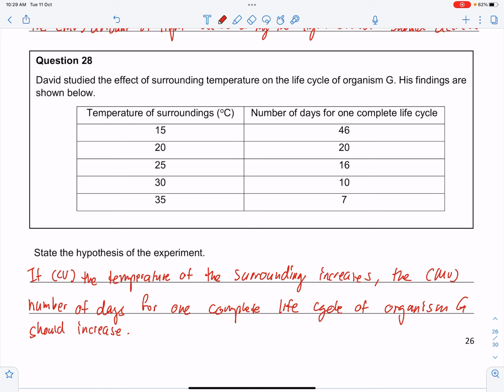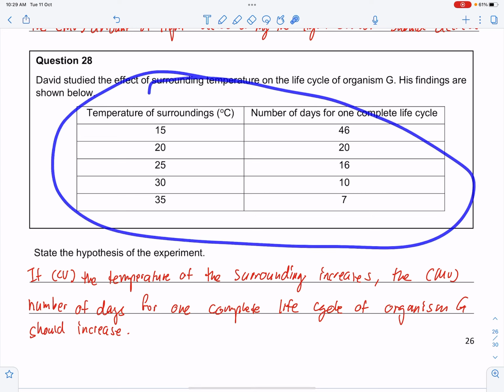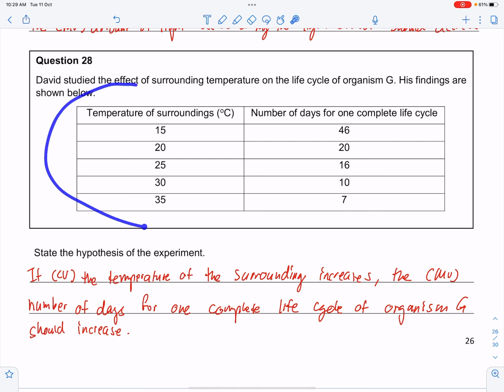Okay? So really, hypothesis is that framework that you need to follow to write. That's about it. Okay? Your cause and effect needs to be in the correct arrangement. As long as that is in correct arrangement, you cannot really be penalized. Alright? So you can say if the temperature of the surrounding increases, the number of days should decrease or something like that. Okay? But of course, when the results are shown, you follow the results and you use the results to deduce the hypothesis. You understand?